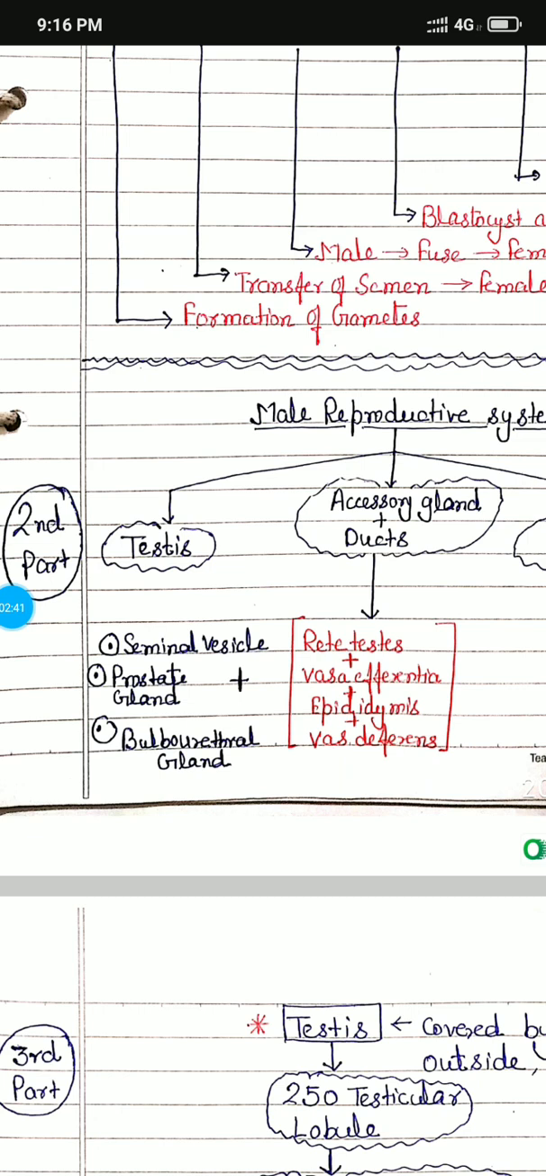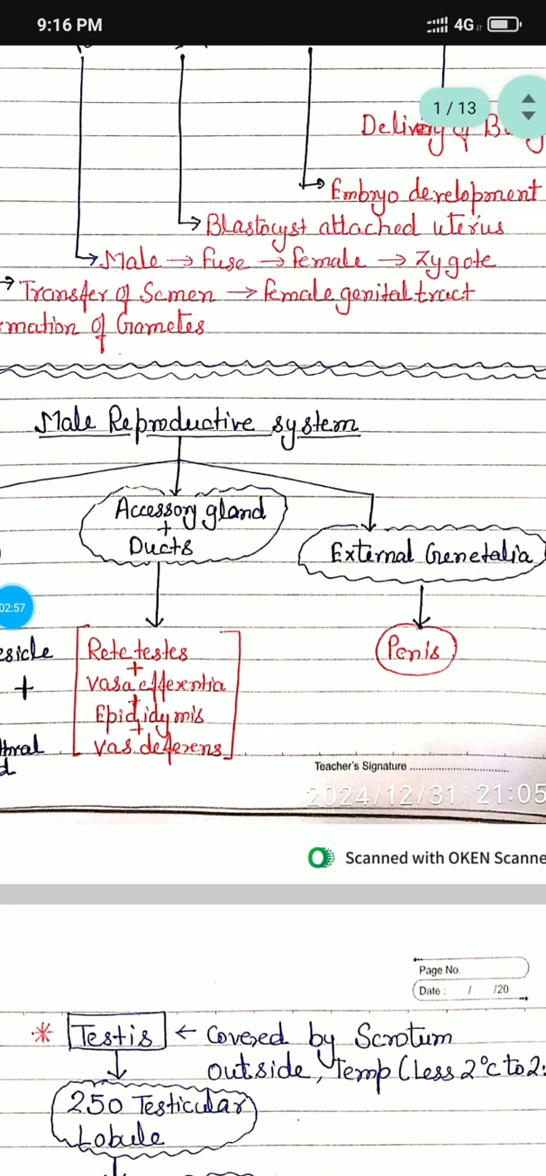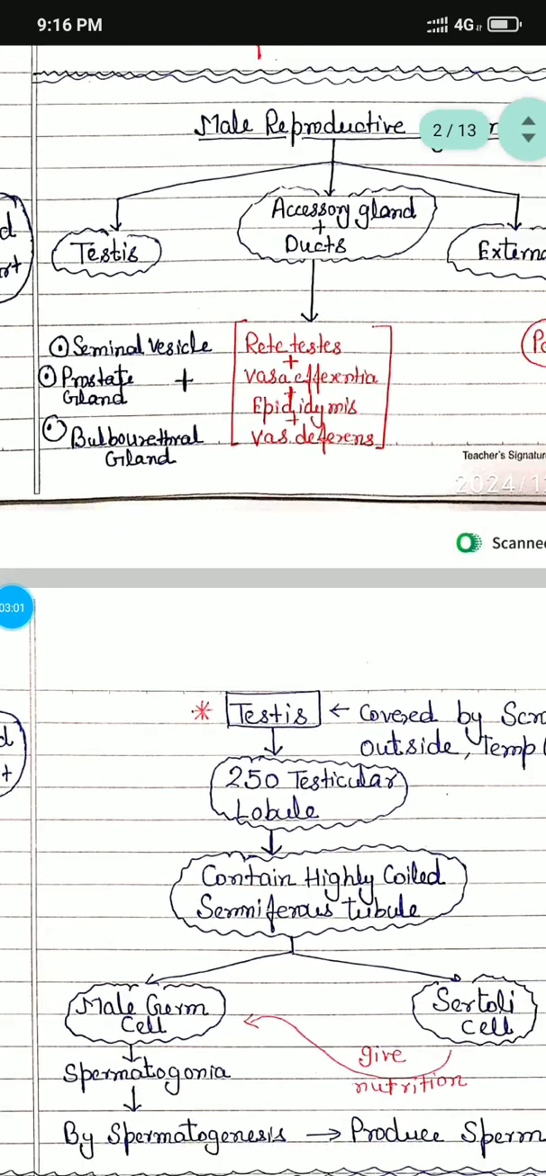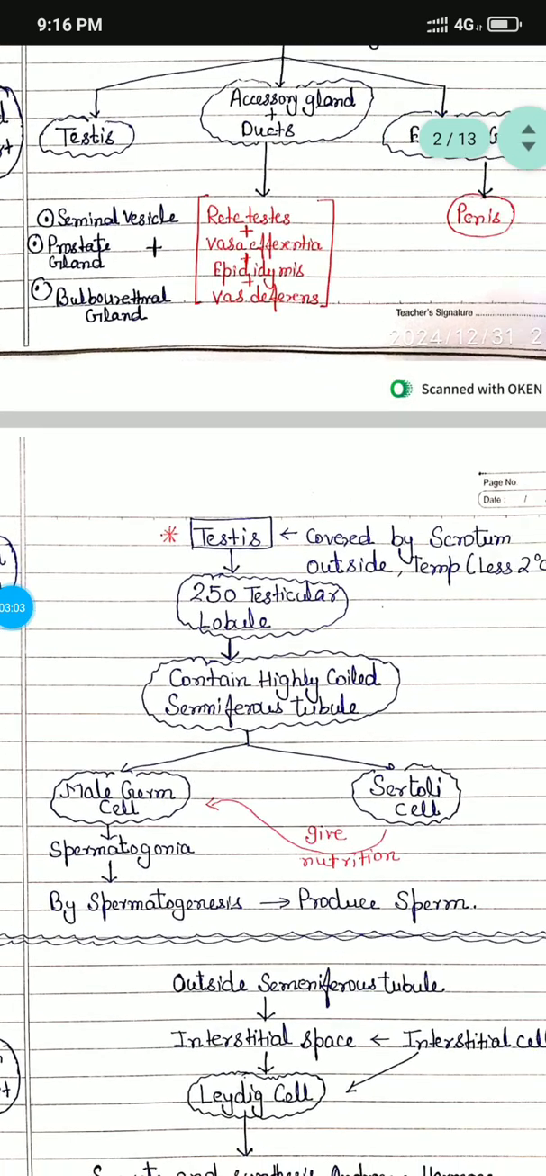The ducts are rete testis, vasa efferentia, epididymis, vas deferens. And if we go for the glands, seminal vesicle, prostate gland, bulbourethral gland. Whether it is five, I will explain it further. The third one is external genitalia, which is the penis, as you already know. So now go for the first part, testis.